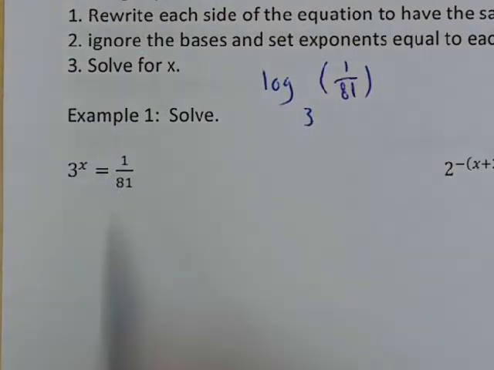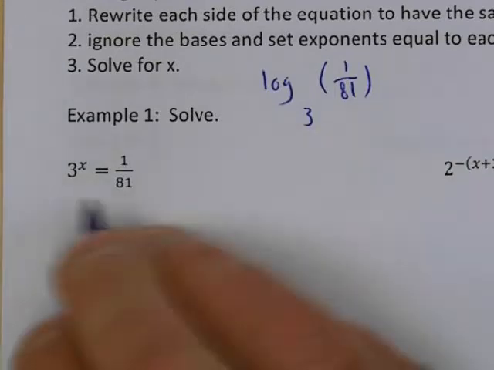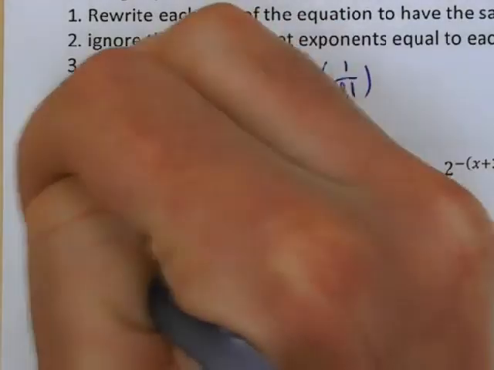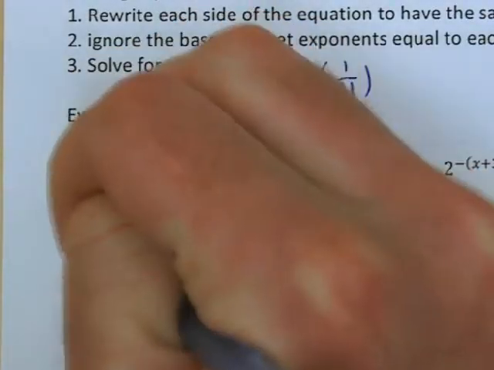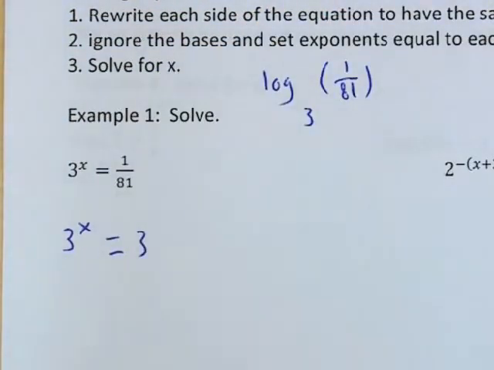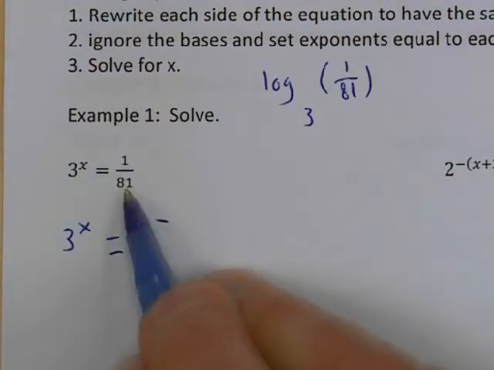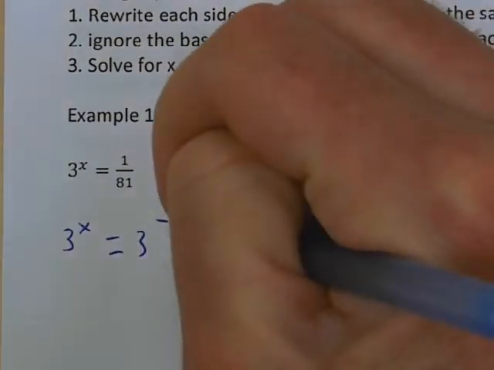So I've got 3 and 81. Can I write those both as 3 to a power? Well, sure. This is already 3 to a power, so great, I can leave that alone. 3 to the x equals, and then how can I write this thing as 3 raised to a power? Well, first of all, how did it become a fraction? When do we flip our problem? When we have what type of exponent? A negative. And then 3 to what power gives me 81? Well, that's just 3 to the 4th power.